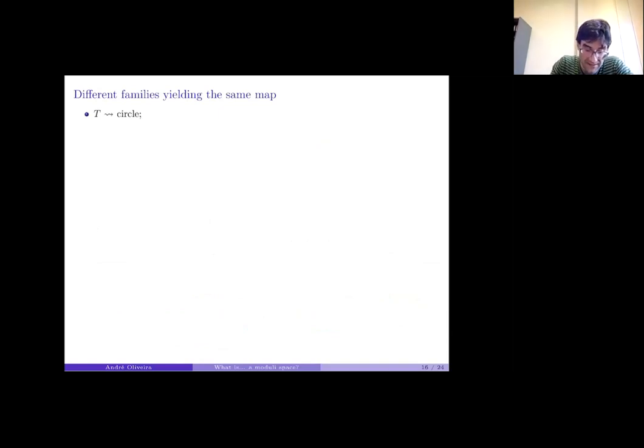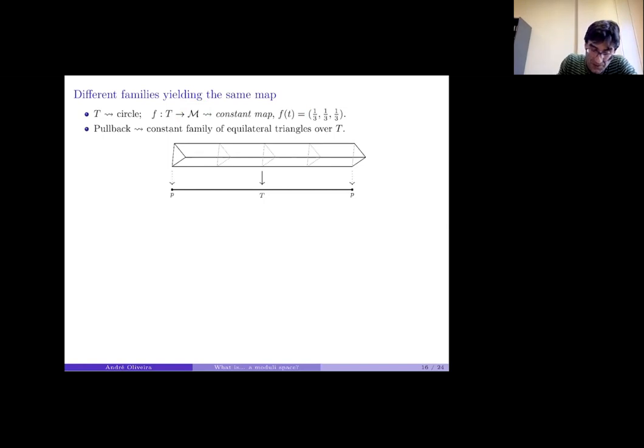So let's see an example of two families which give the same map. Suppose T is a circle. Let's continue with the same moduli space, the moduli space of triangles, and consider the constant map, the constant map equal to the equilateral triangle. How do I build a family over T out of this map? Remember, at each point of T you consider the triangle given by f of t. But f of t is constant here, so the family is the constant family.